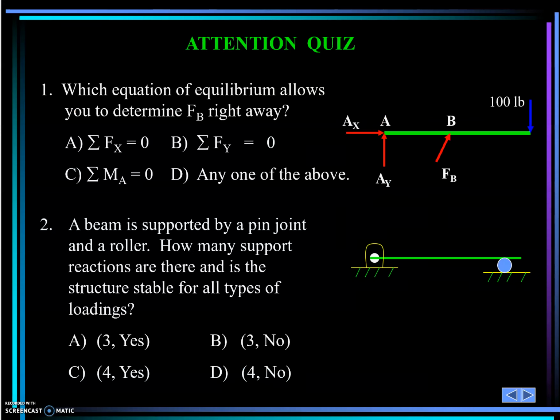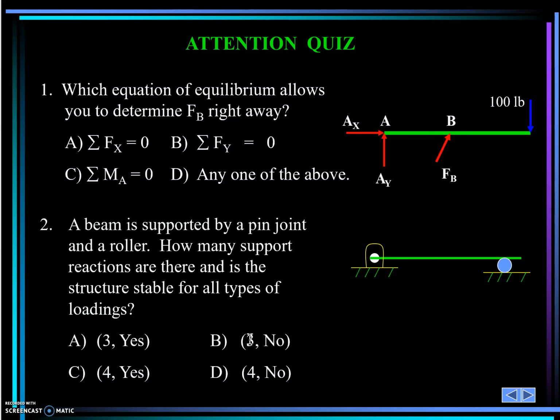Some conceptual problems as well, if you wish. In that case, which equation of equilibrium allows you to find F sub B right away? Is it sum of forces in X, or sum of forces in Y, or sum of moments, or none of the above? I believe the best option is to take the moment about point A, and that will give you the force in B. The second question, if you have a beam supported on a pin support right there, a roller support right here, and a pin support right there, what is the question? The question is how many unknowns right there, and how many support reactions? We have 1, 2, and 3. So I have 3 unknown reactions right there.